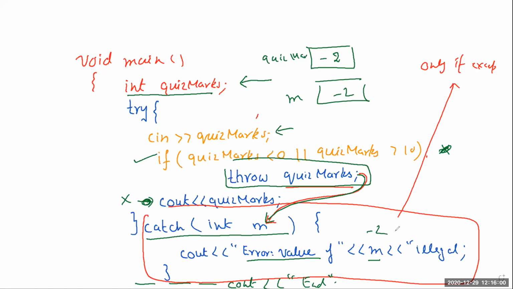Okay, so either you can let the user correct it, or you can give it some default value. Once you know that the user has entered an illegal value for quiz marks, in the catch block you can say, okay, I'll set it to 0. You can assign 0 to it.